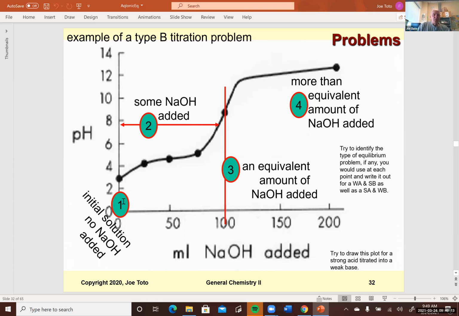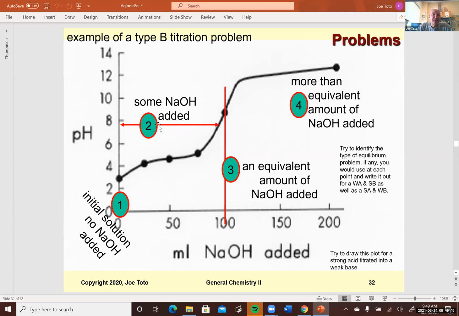So the questions center around 3 different points, and your ice tables are going to be slightly different at those points if you use any. It turns out at this 4th spot, you don't need an ice table. But the first question that's sometimes asked is, what is the pH of the solution before any base is added? So that's just a simple ice table, and we'll see that.